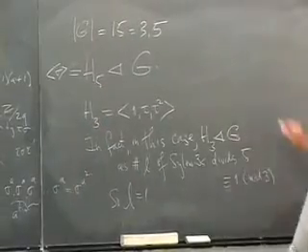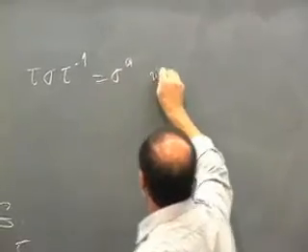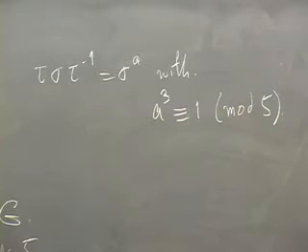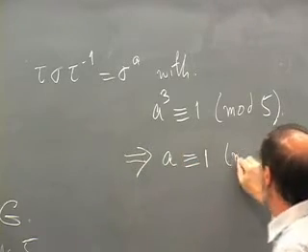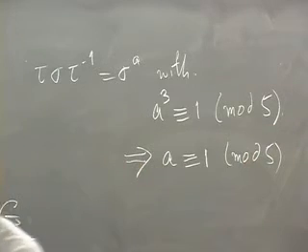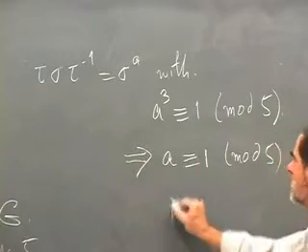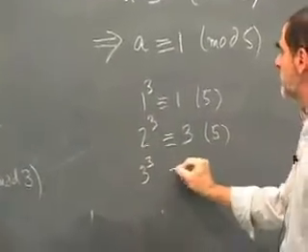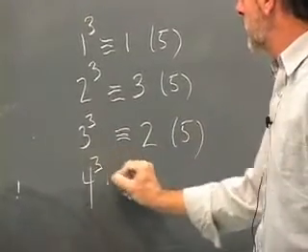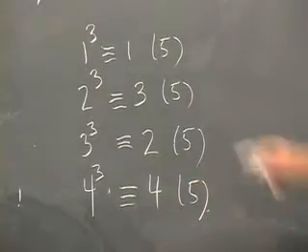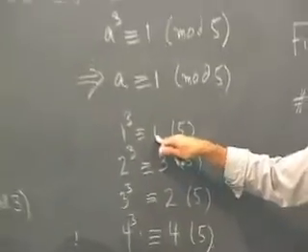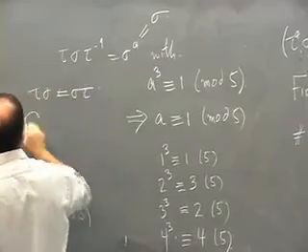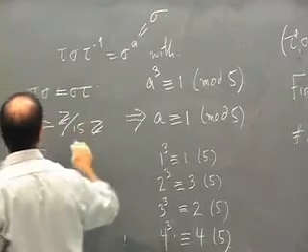We know that tau sigma tau inverse is equal to sigma to the A, with A cubed congruent to 1 mod 5. I claim that implies that A is congruent to 1 mod 5. There are no cube roots of 1 mod 5 other than 1. You can just check that. There aren't too many numbers mod 5, so 1 cubed is congruent to 1 mod 5. 2 cubed is 8, which is congruent to 3 mod 5. 3 cubed is 27, which is congruent to 2 mod 5. And 4 cubed is 64, which is congruent to 4 mod 5. So the only thing mod 5 whose cube is 1 is 1, which means that this element has to be equal to sigma, which means that tau commutes with sigma. And in fact, G is isomorphic to Z mod 15Z, generated by sigma tau.